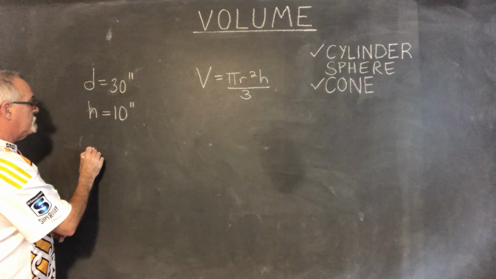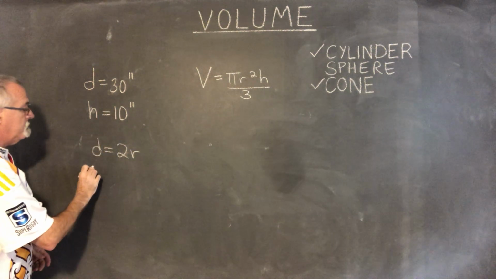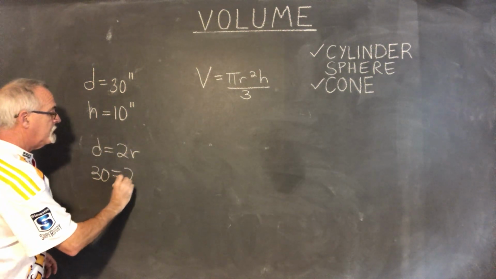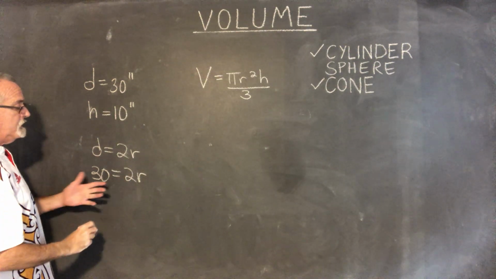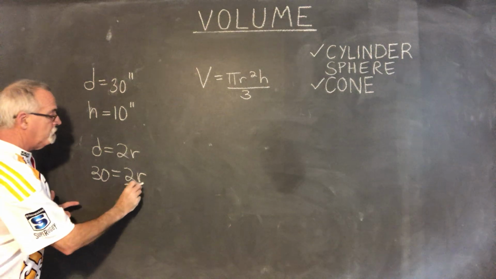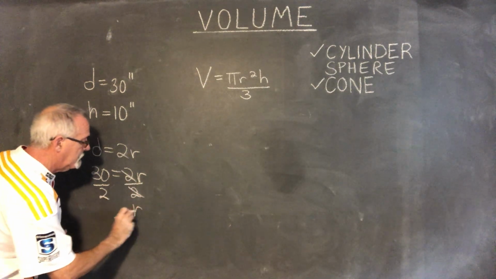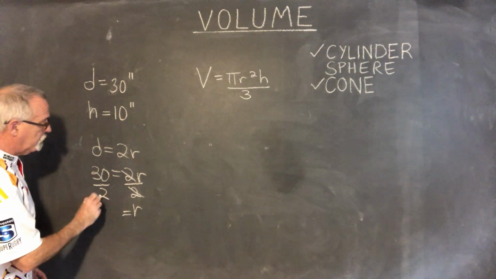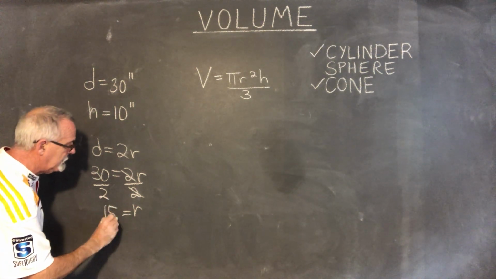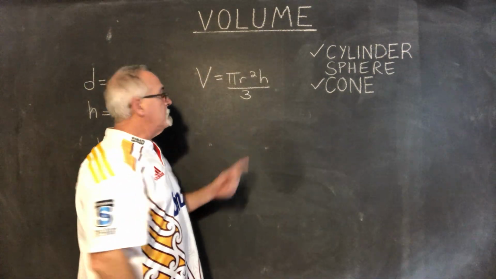So the diameter is equal to 2 times the radius, but the diameter is 30, and we have algebra skills, so we substitute a 30 for our d in this little formula, and then we divide both sides by 2, so we can cancel and isolate our variable. Yes, we know how to do algebra. The radius is equal to 30 divided by 2, which is 15 inches. Now I can do this.